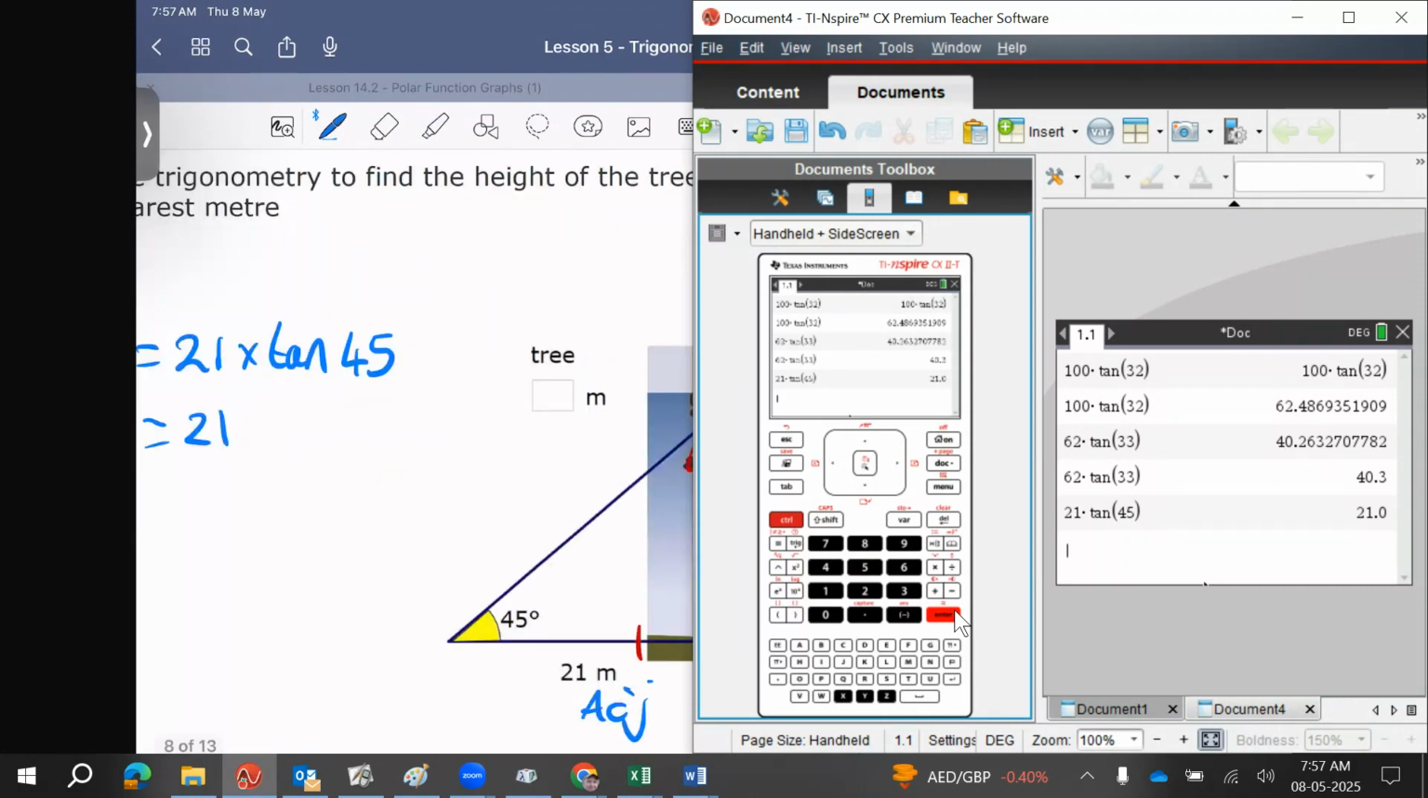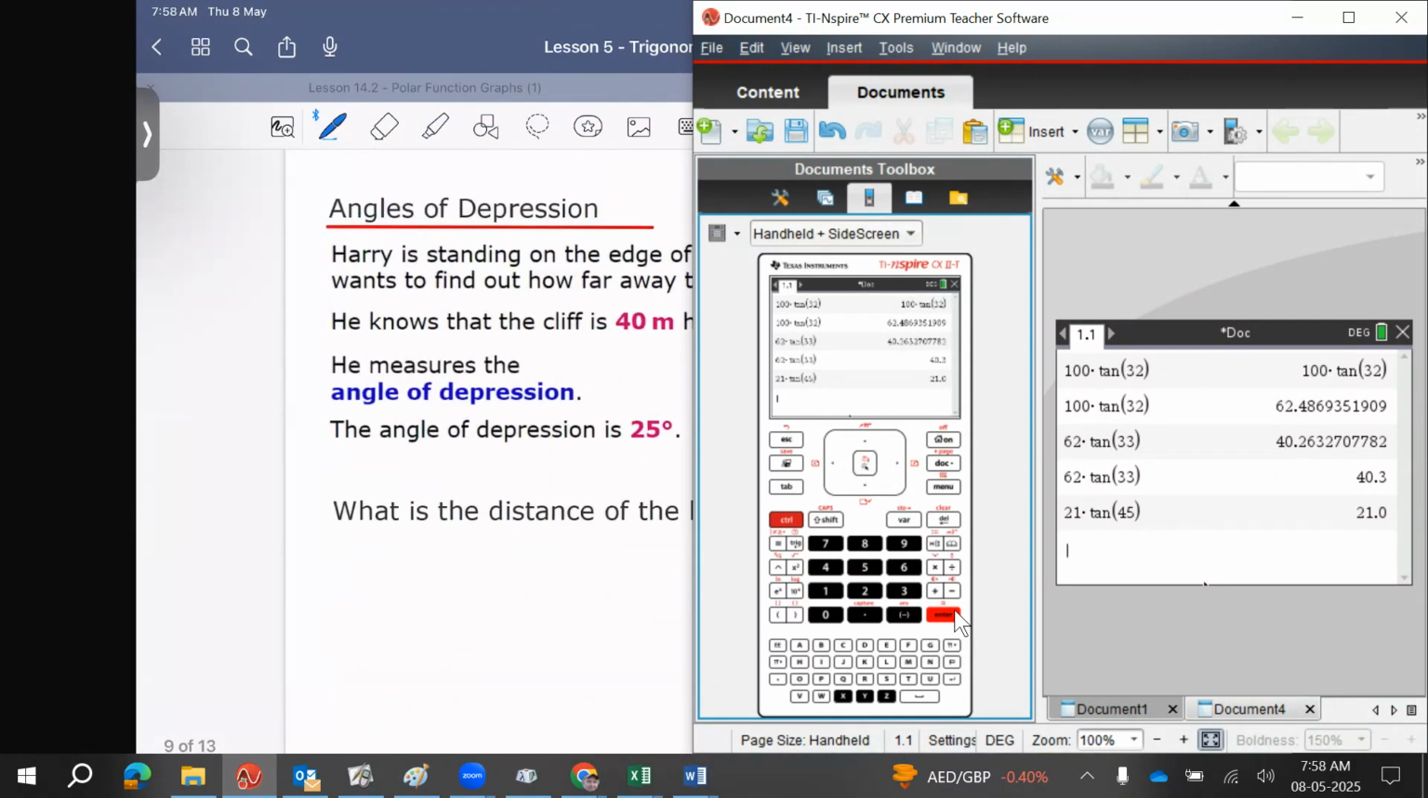It's isosceles. So angles of depression are the reverse. So you're standing on a platform and you're measuring the angle as you look down. So Harry's standing on the edge of a cliff. He sees a boat. He wants to find out how far away the boat is. So he knows that the cliff is 40 meters high. He measures the angle of depression. The angle of depression is 25 degrees. What is the distance of the boat?